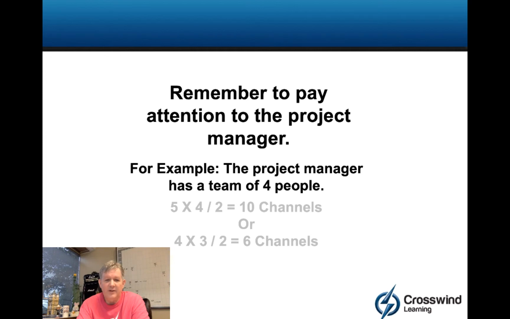So for example, if I say the project manager has a team of 4 people, then 5 would be your basis to start the calculation because you have the 4 people and the project manager. So you see 5 times 4 divided by 2 gets me 10 channels, versus if I forget the PM, it's 4 times 3 divided by 2, that gets me 6 channels. And I could all but guarantee if 10 is the right answer, 6 is going to be one of the answers that would show up. So if you calculate it incorrectly, you could still come up with the number.